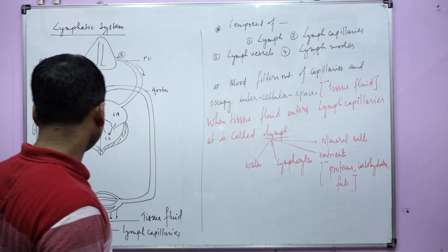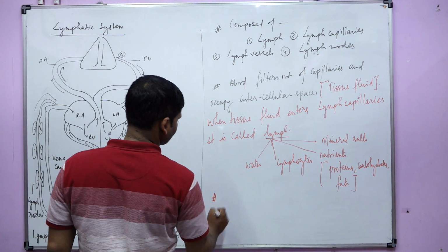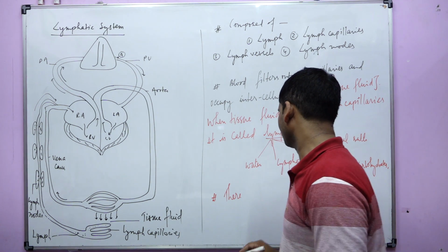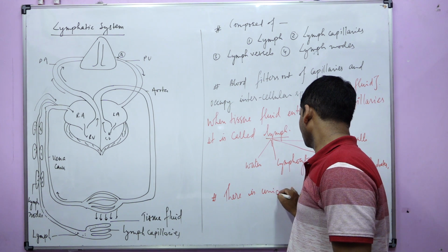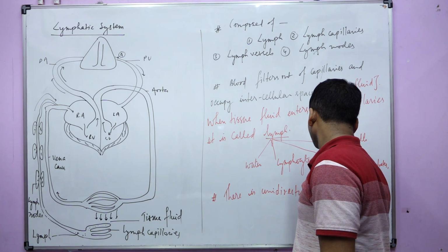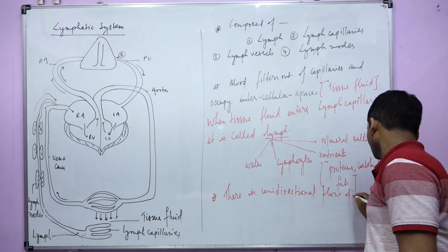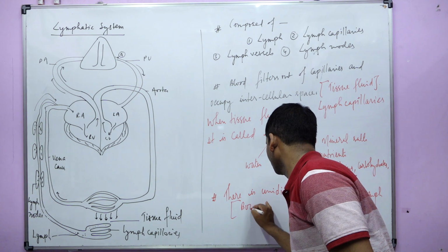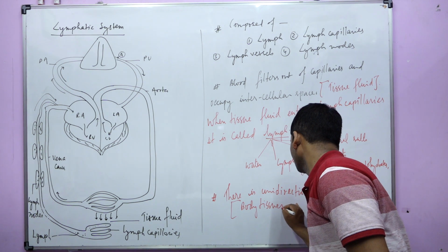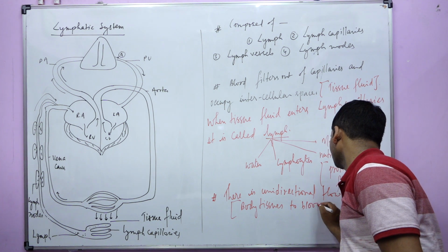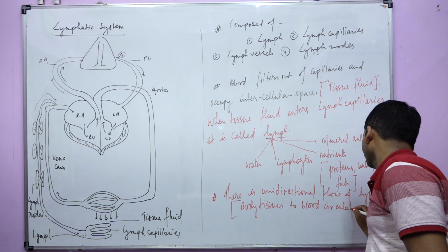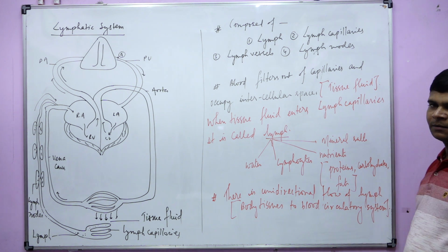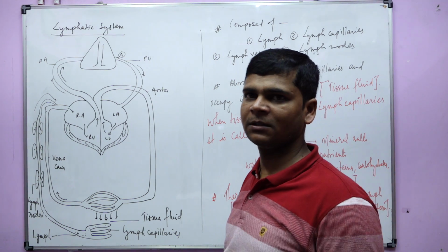Now, based on our understanding, we have got it that there is unidirectional flow of lymph. That is basically from body tissues to blood circulatory system. So this is one way. It is not forming a circulation cycle.